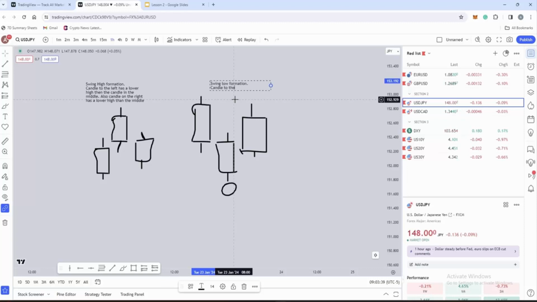Candle to the left has a higher low than candle in the middle, and candle on the right has a higher low than the candle in the middle.